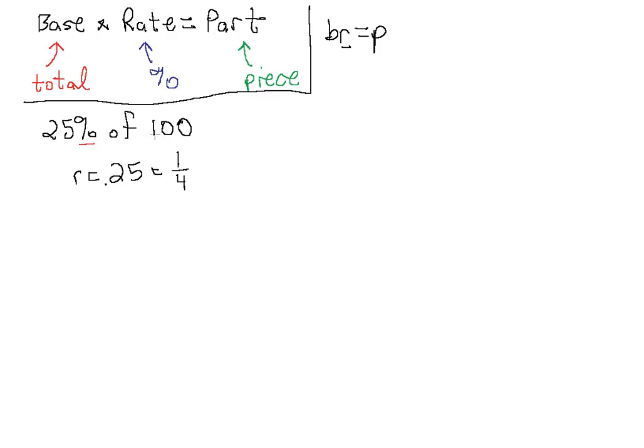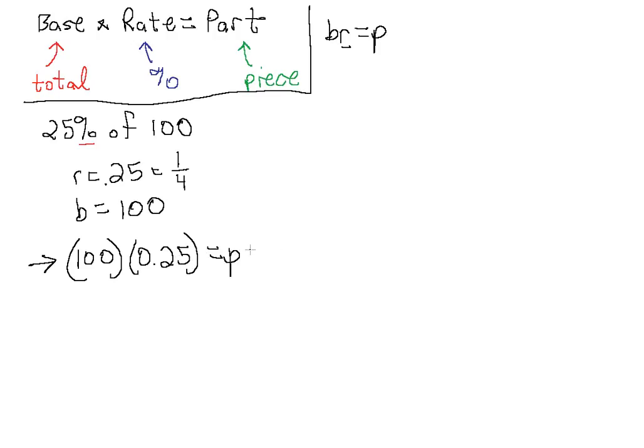Now, of 100 will tell us that this 100 is the total. So we want 25% of 100. So we're asked to find the part of something, or the part of 100. So our base is going to be 100. That's the total. So now we can simply plug these into our percent equation and solve for P. So we have our base, which is 100, times our rate, which is 0.25, equals our part. We're going to solve for P. We're going to multiply 100 and 0.25, and that gives us P equals 25. 25 is 25% of 100.